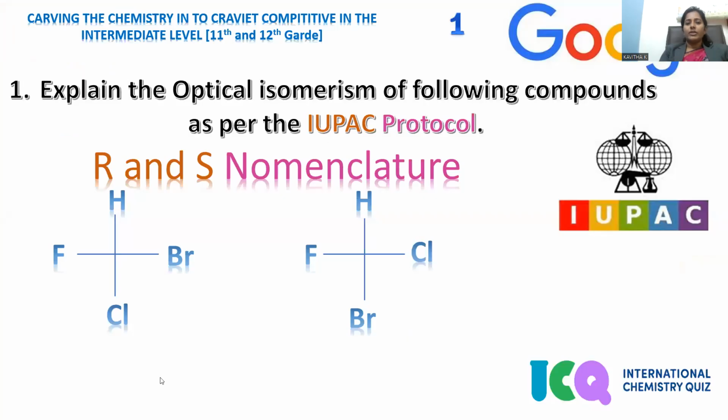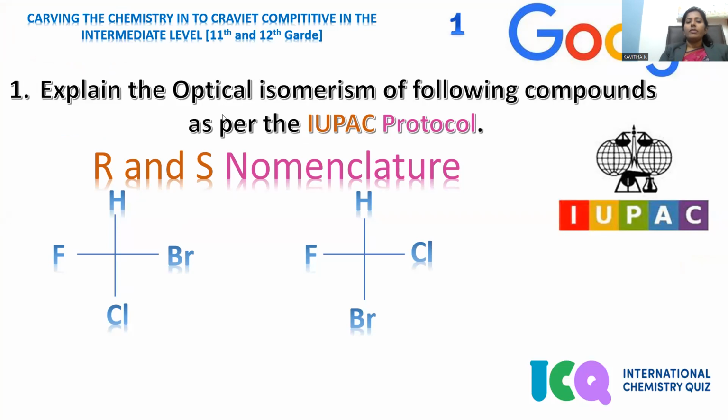Let's enter into today's session. Explain the optical isomerism of the following compounds as per the IUPAC protocol. IUPAC stands for International Union for Pure and Applied Chemistry. So here, optical isomerism is denoted with two namings. One is called R, second is called S. R denotes rectus, S denotes sinister.